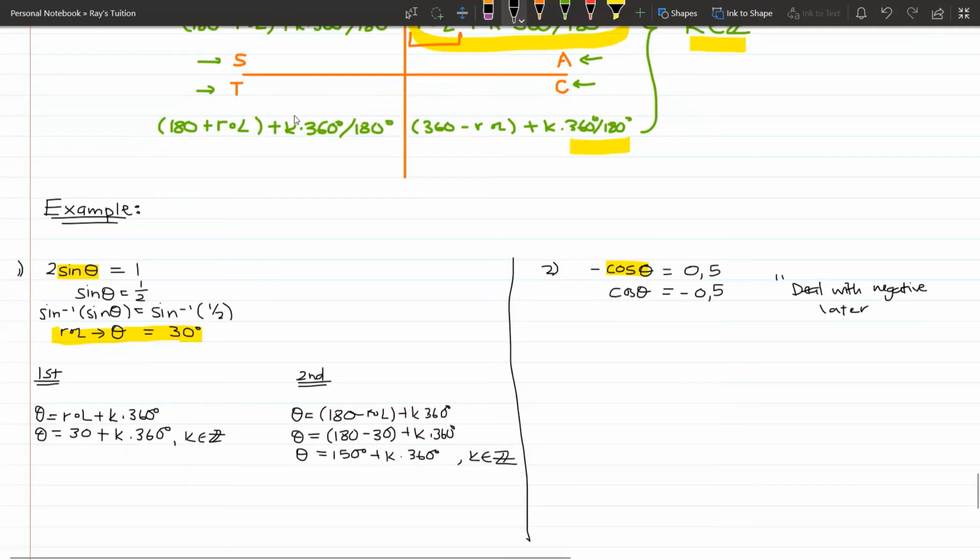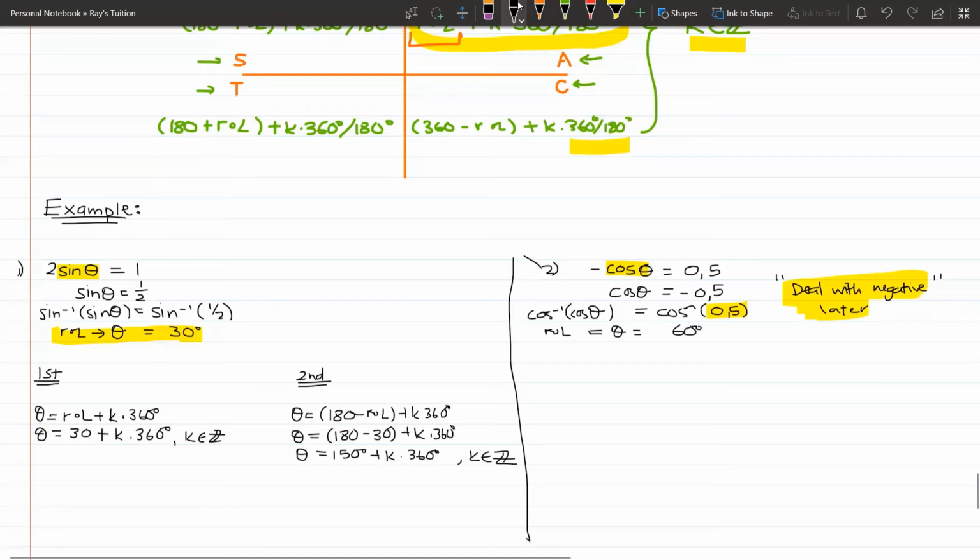So that's the method that we'll be using now. So how does this work? When we're finding our reference angle, we use the inverse function. So cos inverse of cos theta is equal to cos inverse, but we're dealing with the negative later, so we're only writing 0.5. Please take note that we're dealing with the negative later, so here it's a positive 0.5. Then that gives us that our reference angle, or the first solution, is 60 degrees.